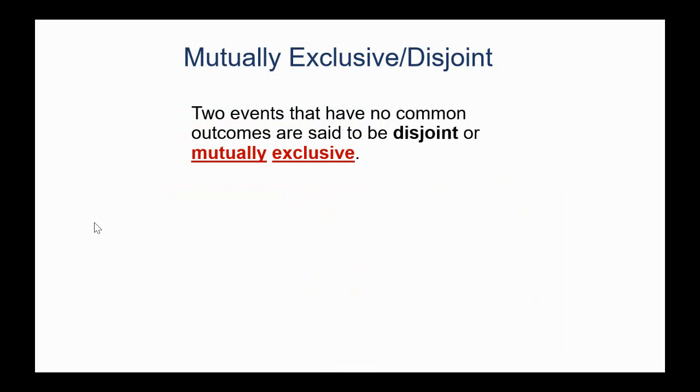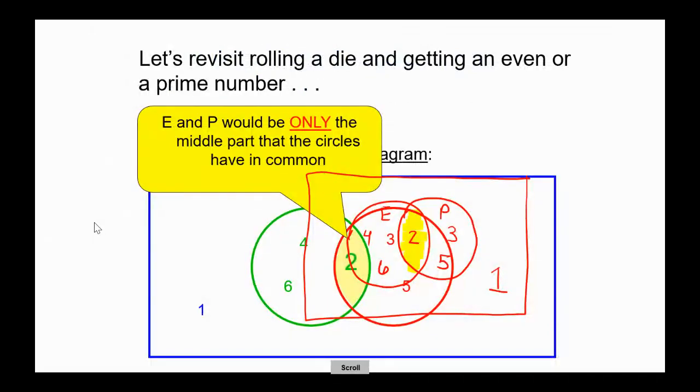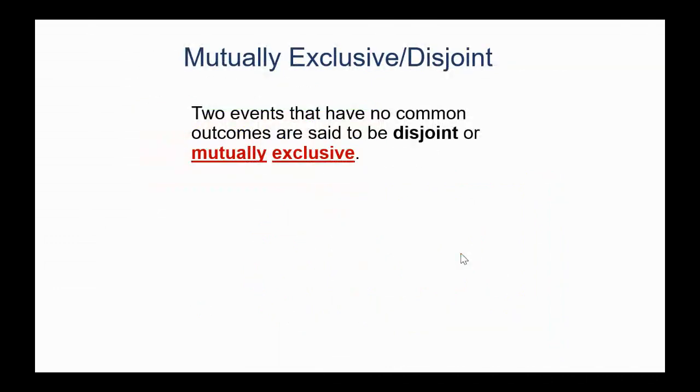Okay, so then we have, oh, wait a minute, no, okay. Yeah, so here it's just saying E and P would be only the middle part. So we've already said that. Mutually exclusive or disjoint events, or events that have nothing in common.